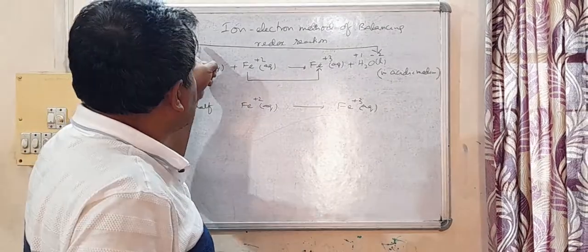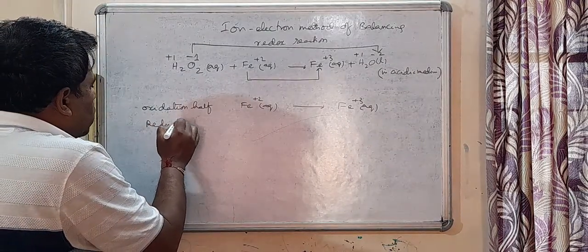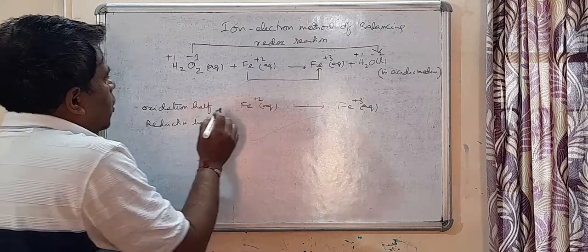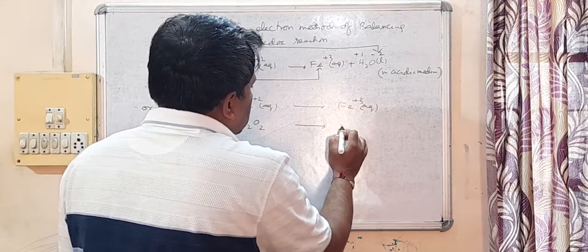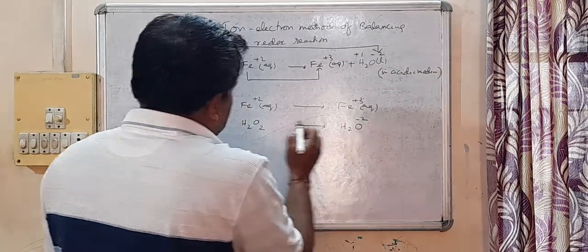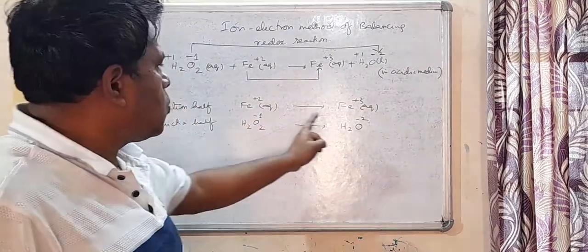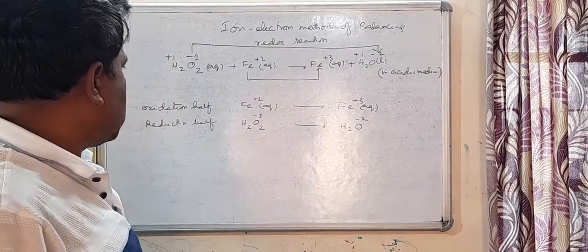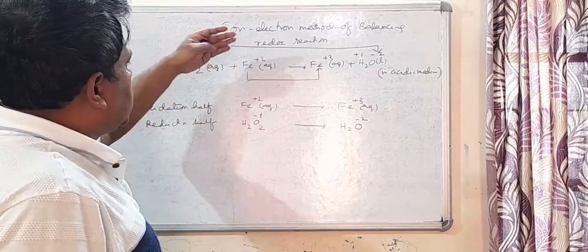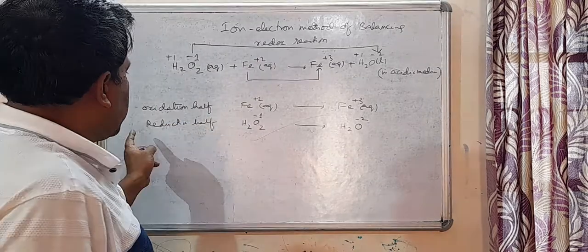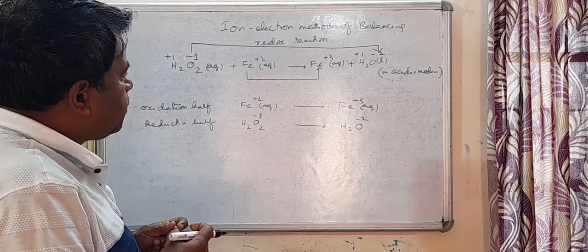And so the other one naturally will be the reduction half. So the reduction half is our H2O2 → H2O, because here there is a decrease in oxidation number, -1 to -2, and decrease in oxidation number is reduction. So this constitutes the reduction half. So the given equation we have to divide into two parts, one is the oxidation half and the other the reduction half. So this is a step in the ion electron method.